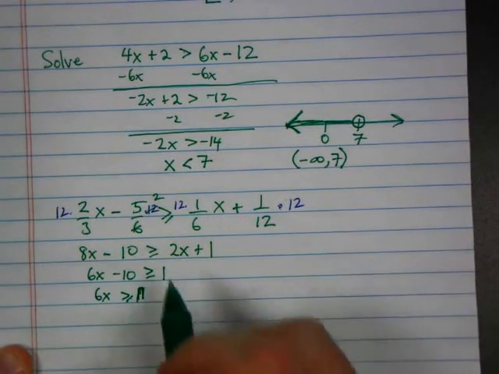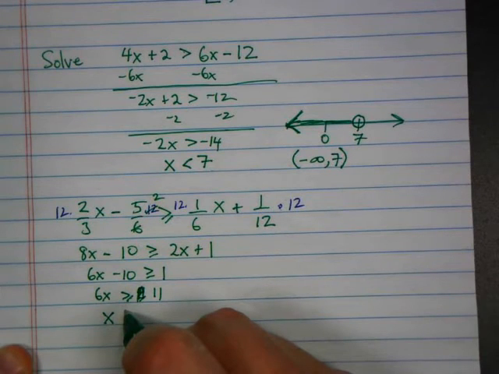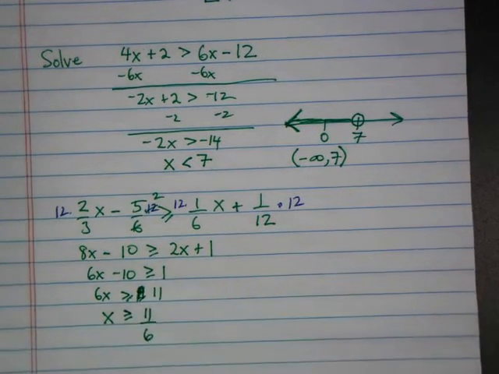And then finally divide. x is greater than or equal to 11 over 6. I do not flip my symbol this time. How come I do not flip my symbol? I'm dividing by positive 6, not negative 6. When you divide by a positive number, you don't do anything to your symbol. You leave it just like that.